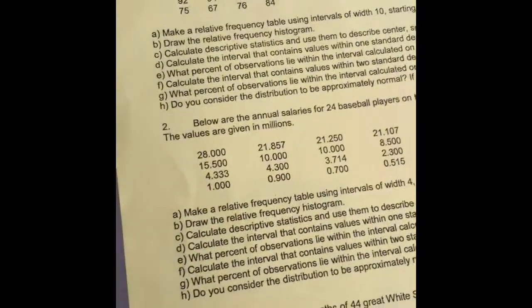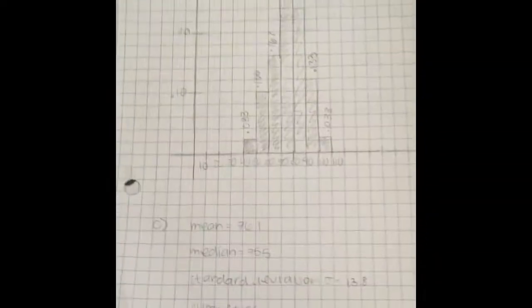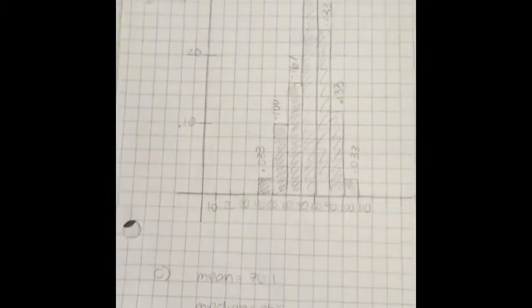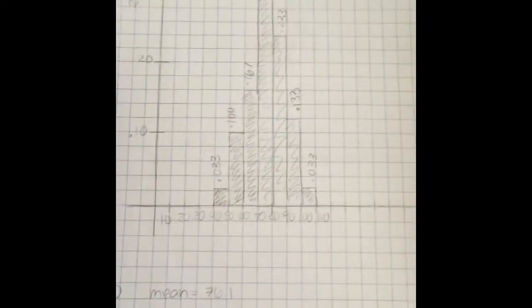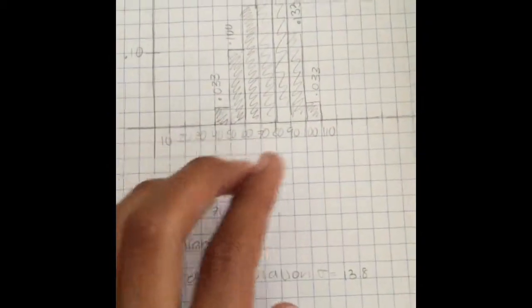So next it wants me to draw the relative frequency histogram. I did that in my graph, and I used my data from here. The y-axis is the relative frequency, how frequent a person ran a certain time. And this is my x-axis, which is the intervals, like from 40 to less than 50 and so on. And so I graphed it, and this is how it looks. So this is the histogram.